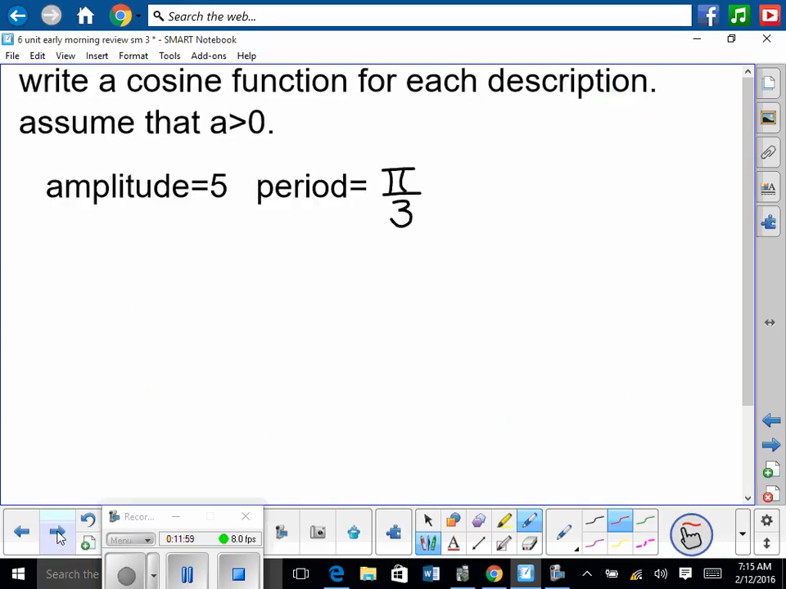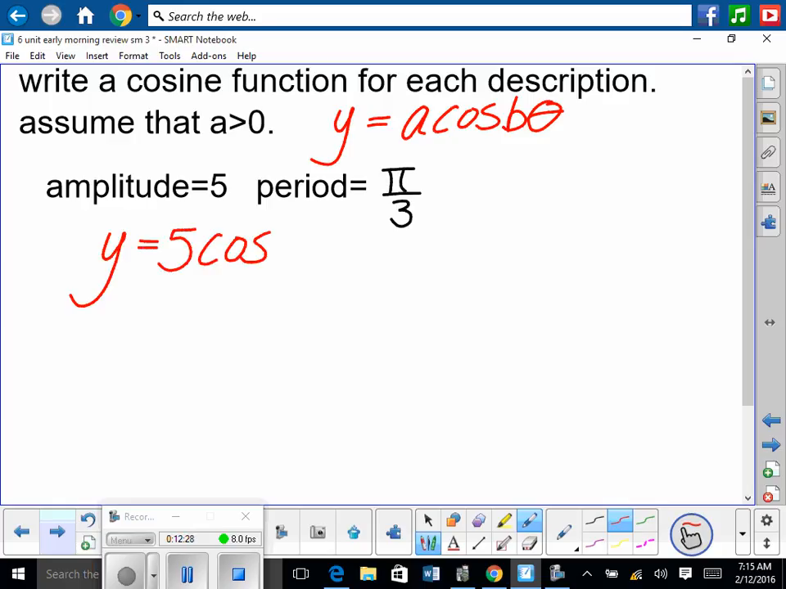Okay. So another problem, let's practice one more time. It says write the cosine function for each description. So once again, it says assume that a is greater than 0. That means the amplitude is greater than 0. If you don't have an amplitude greater than 0, you don't have a function. So with this one, it says amplitude 5, period is pi over 3. So there's no shift, right? So we know that this has the form a times cosine of b theta with no shifting. That's the form of a cosine function. So our amplitude's 5, so we have y is equal to 5 times cosine of b theta.